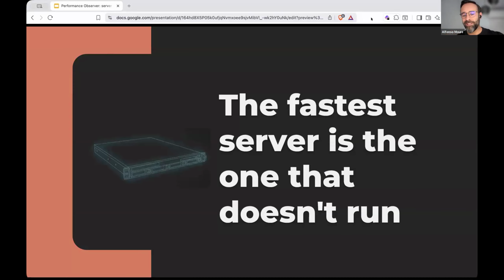So I wanted to start by saying this. The fastest server is the one that doesn't run. Why? Because every fast server you've ever met is fast because it avoids the work. Cache that answer before the app wakes up. That's very important. We are going to talk a lot about this in this presentation. And servers don't get faster; they get better at not running.